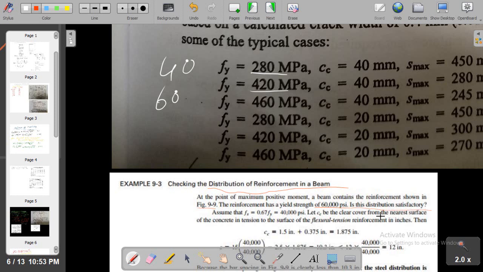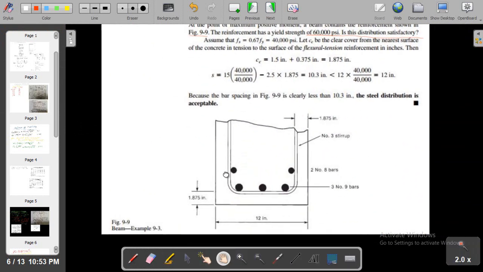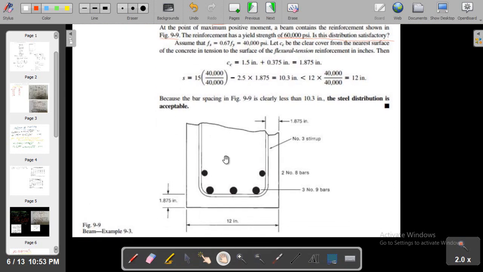Now, the question is whether this distribution is satisfactory or not. Here you can see the distribution in this figure. There are two number 8 bars, and here you can see three number 9 bars. We have to find out the clear cover, and this cover is from the face of the bar to the face of the concrete. So how to get this?